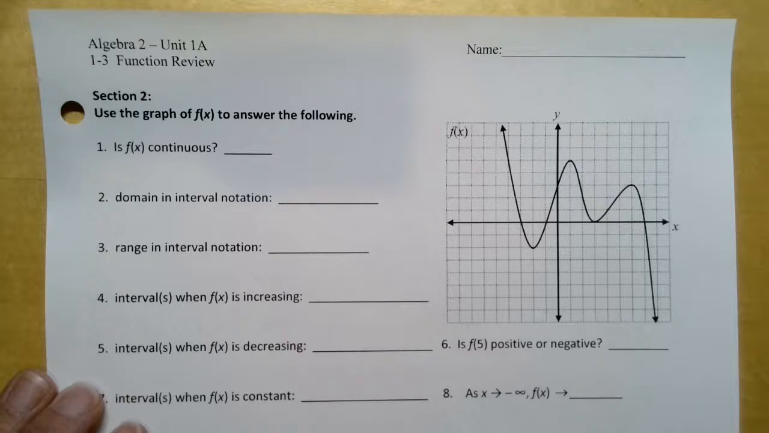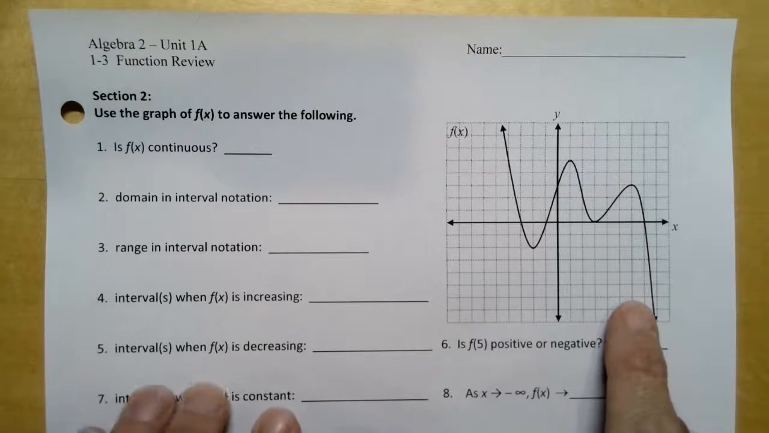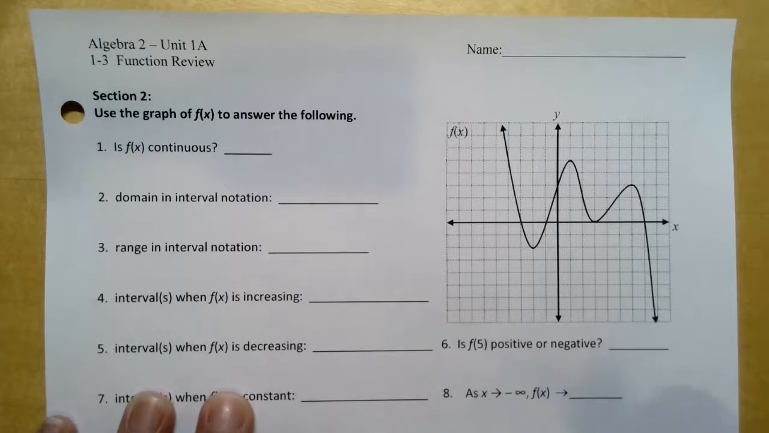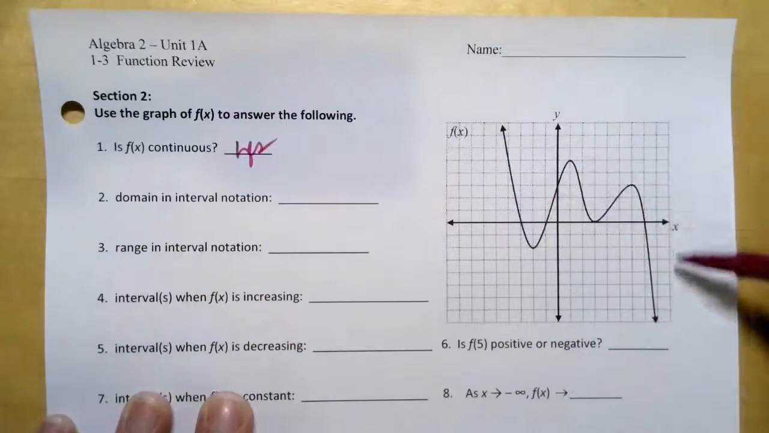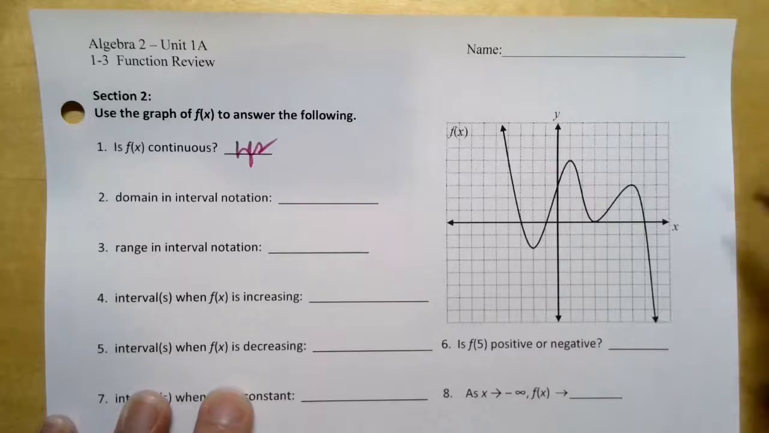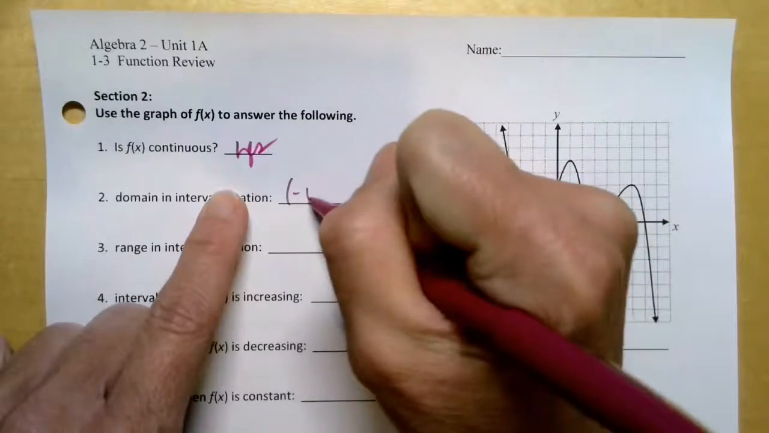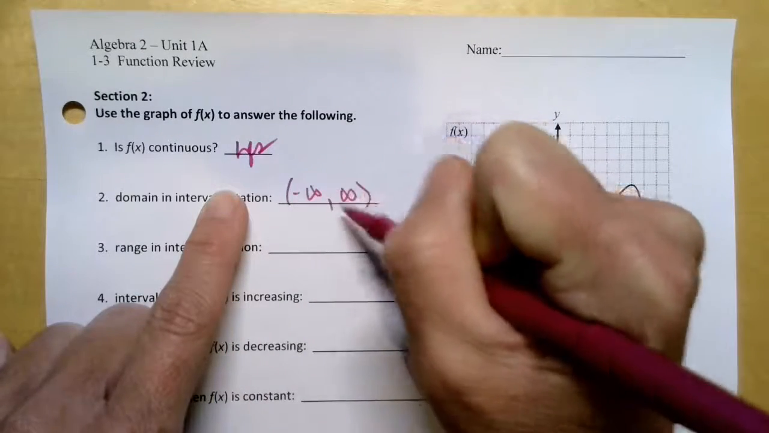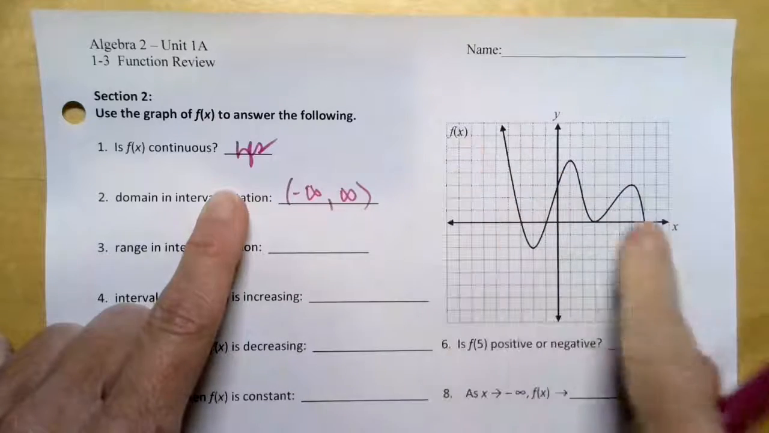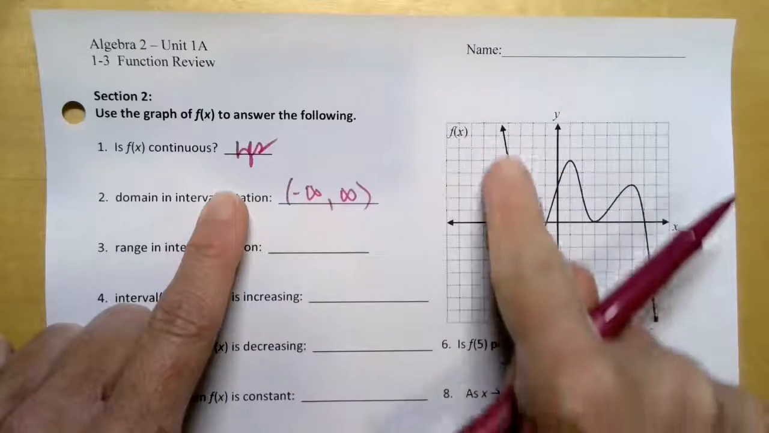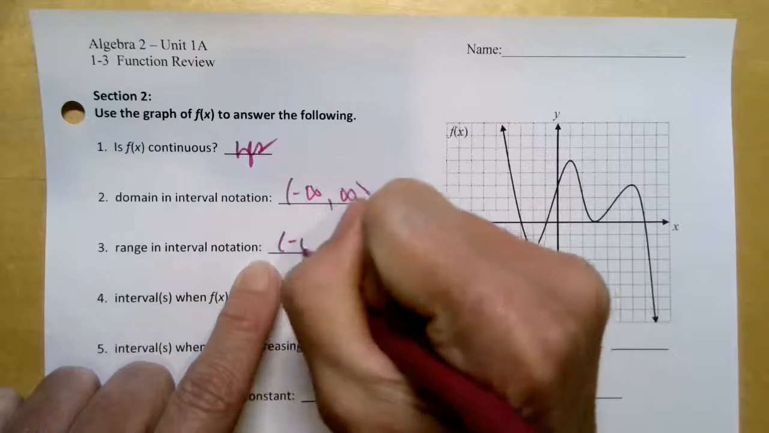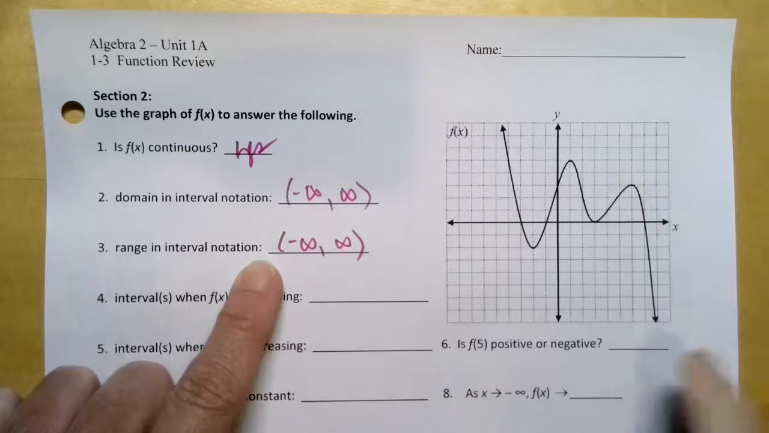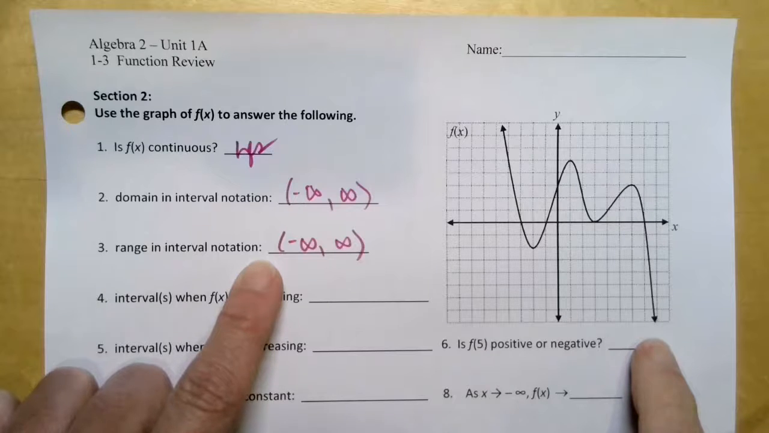So here we are on section 2 of our function review, and let's take a look at this graph. Is it continuous? Yes, it is, because I can trace my pencil along the whole thing. My domain in interval notation, everything from negative infinity to positive infinity is a possibility. I don't have any holes, and my arrows tell me it goes on in both directions forever. So guess what? My domain and range are all real numbers.